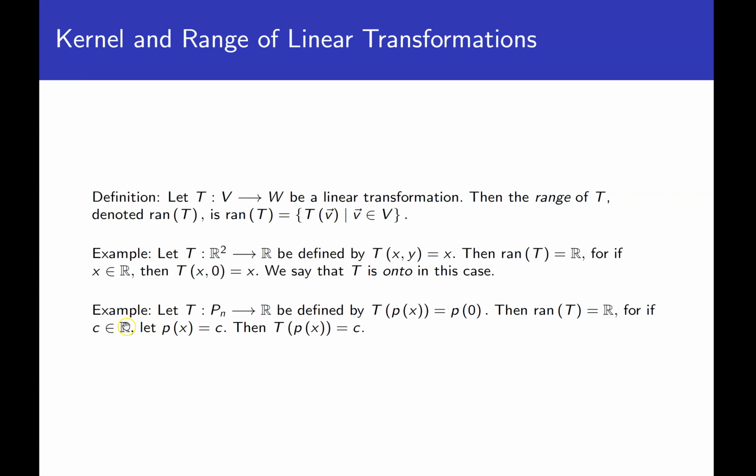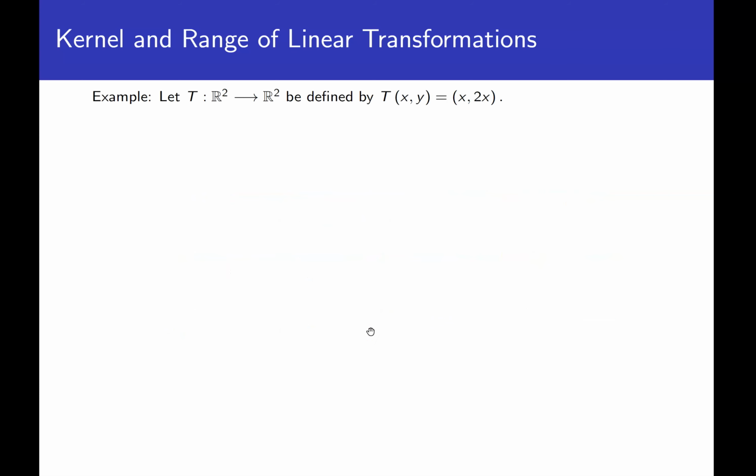So if I pick a constant in R, then let that polynomial equal that constant polynomial, then certainly if I plug 0 into the polynomial, I get C out. So again, we have another onto transformation in that case.